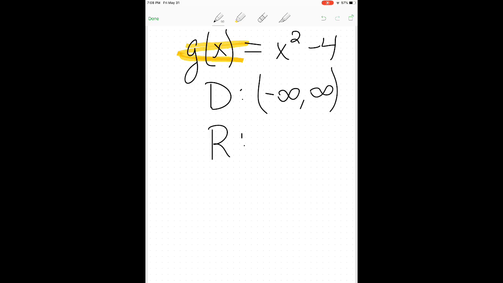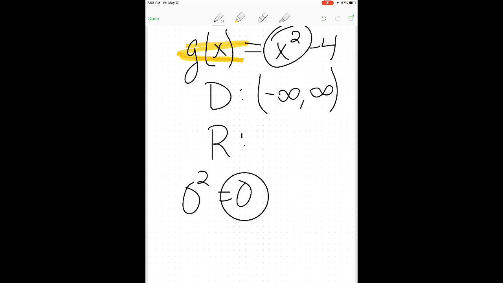Okay, so when we take a look at range now, well, what's the lowest value we can get out of x squared? If I plug in negative infinity, I'm going to get positive infinity. If I plug in positive infinity, I still get positive infinity. Well, if I plug in the number 0, 0 squared is just equal to 0. So 0 really is the lowest number that I could get out of x squared, right? And you can get the number 0 out, so you would include this 0.